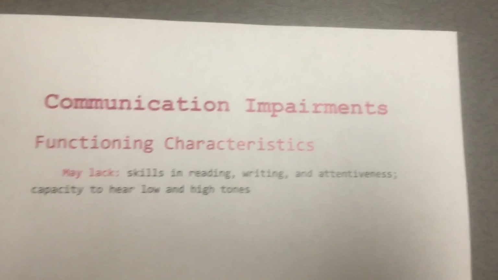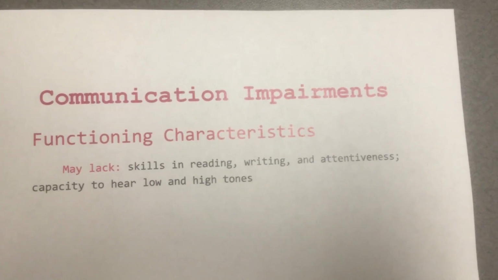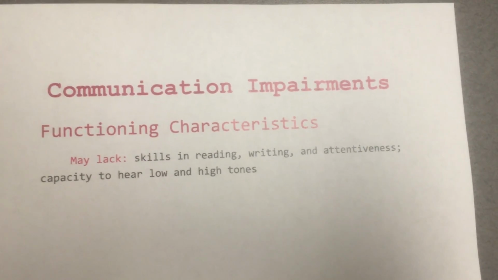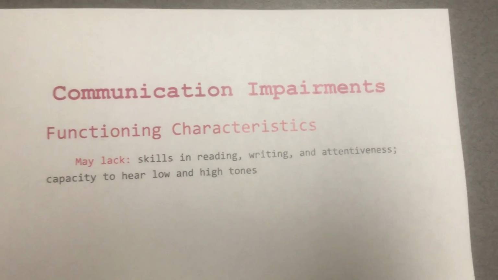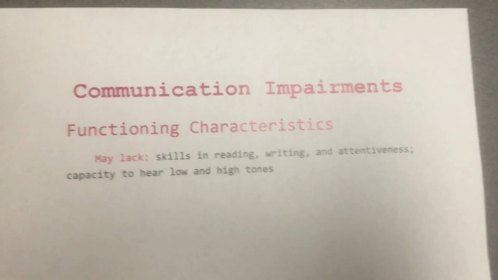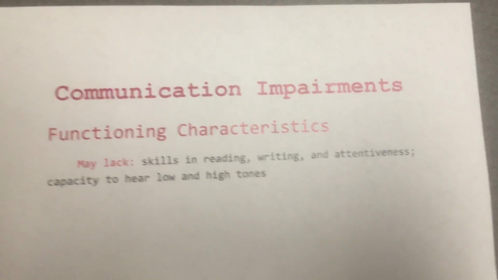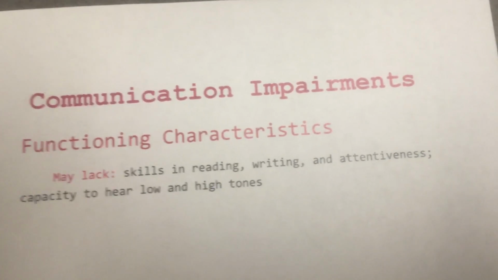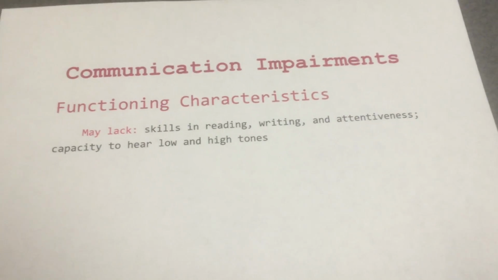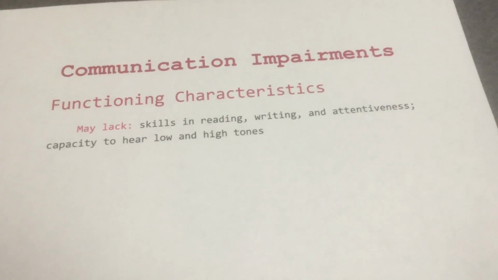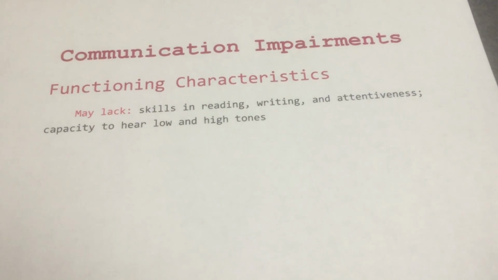And last but certainly not least are communication impairments, which have significantly less information in the chapter. Some functioning characteristics for people with communication impairments include a lack of skills in reading, writing, or attentiveness, and this can affect their ability to receive information. They also might struggle to hear really low or really high tones, which is kind of like what Chad was talking about.